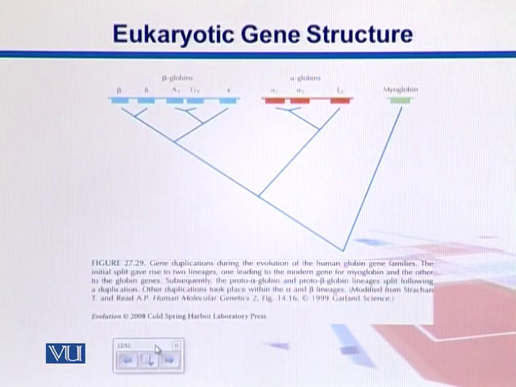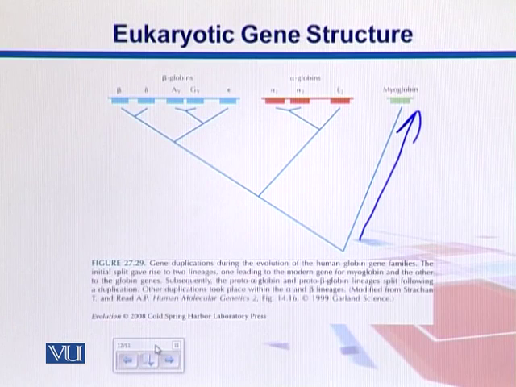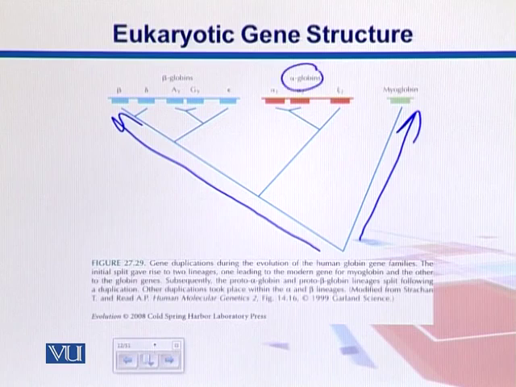Here is an example of gene duplication. We have the human globin gene. The first duplication gave rise to two types of globins. One is myoglobins, and then we have globins on one side, and within the globins we also see alpha and beta globins. So this process is called gene duplication.